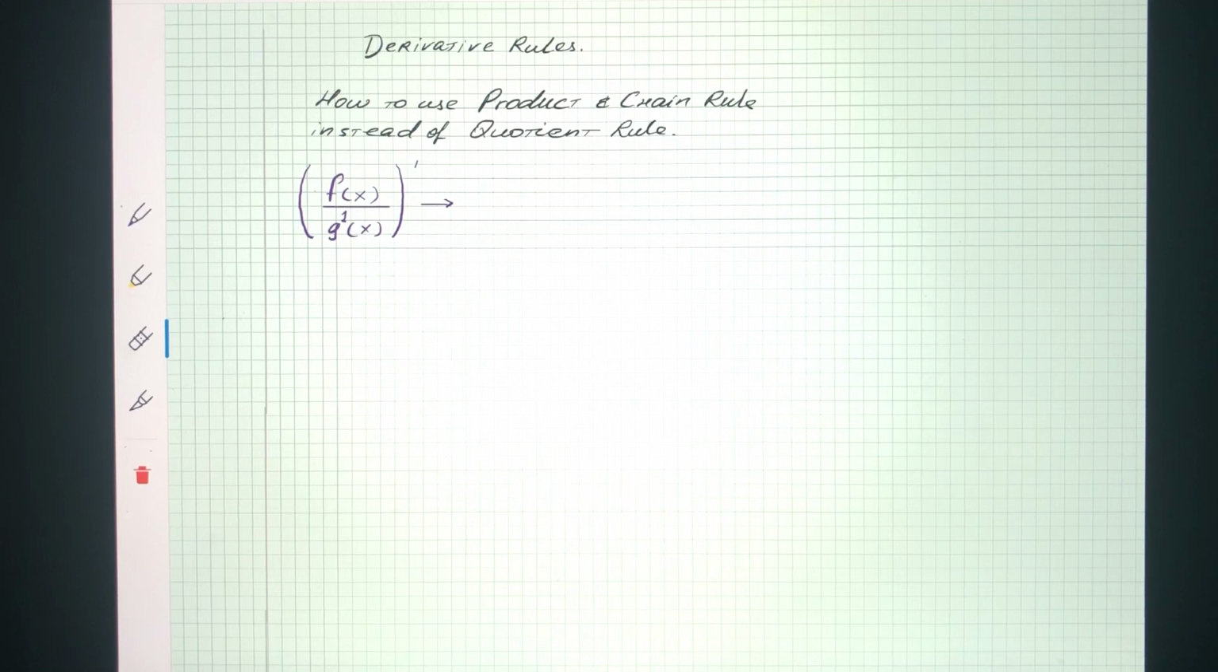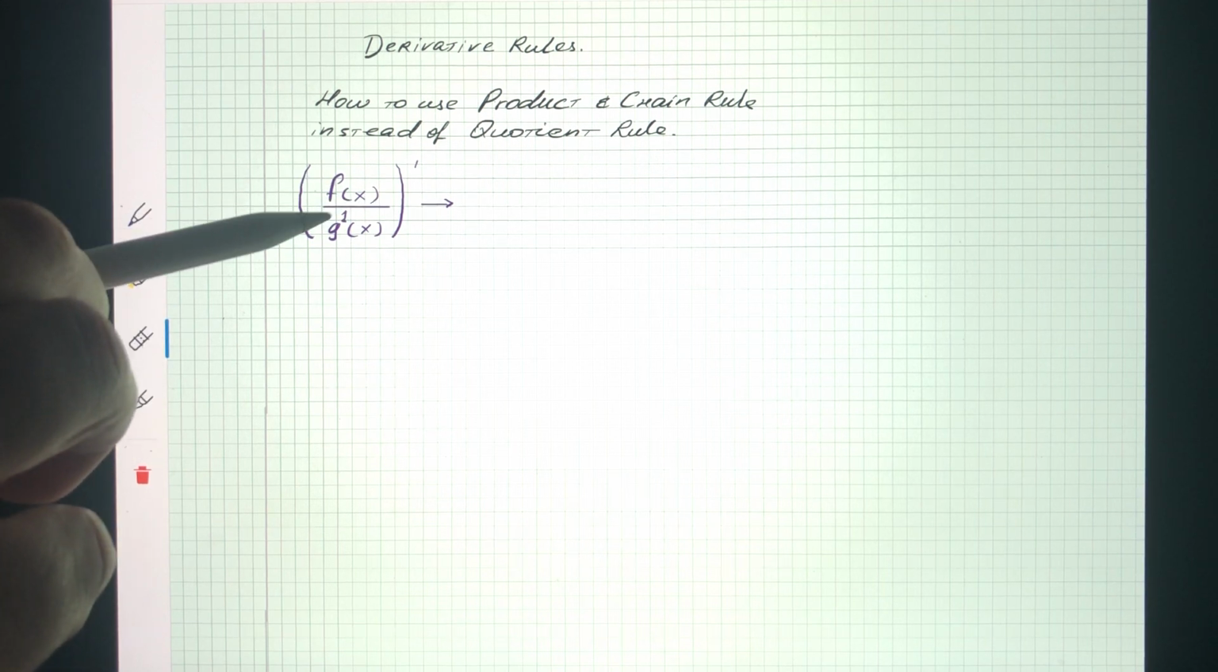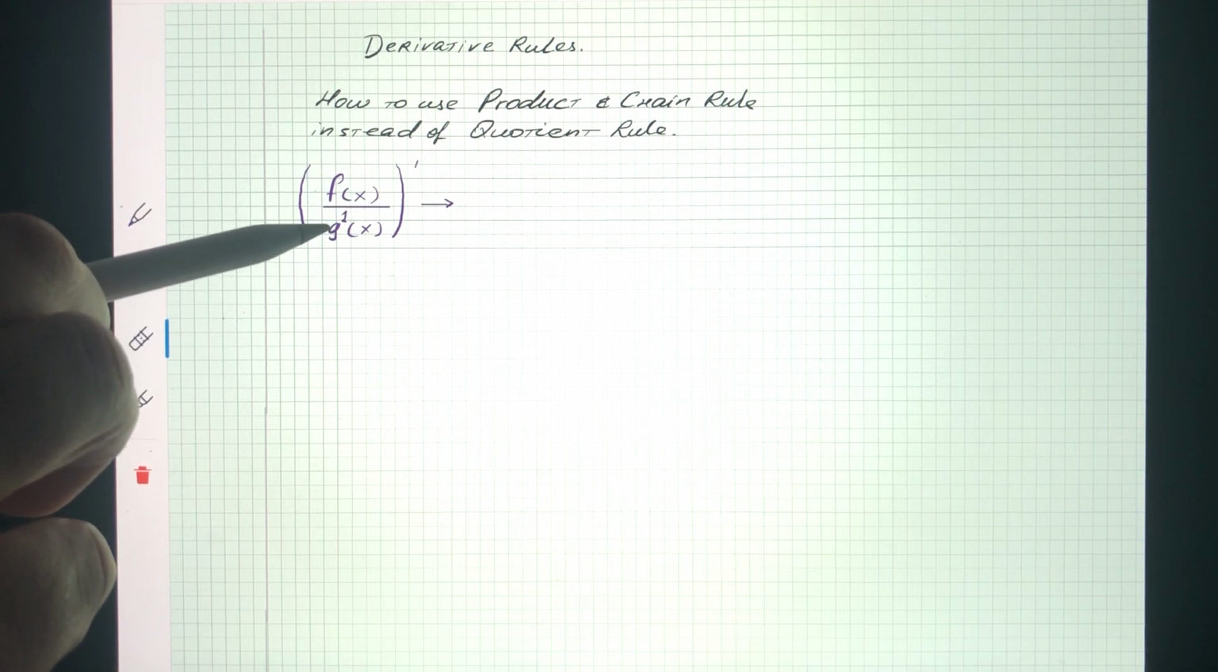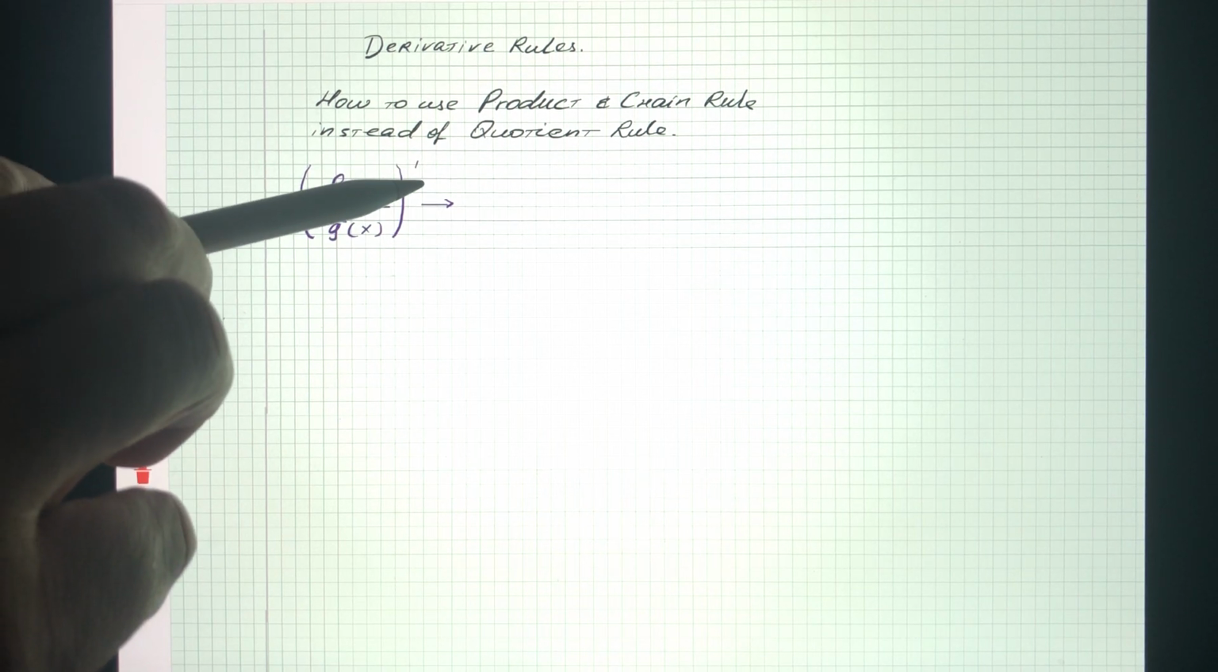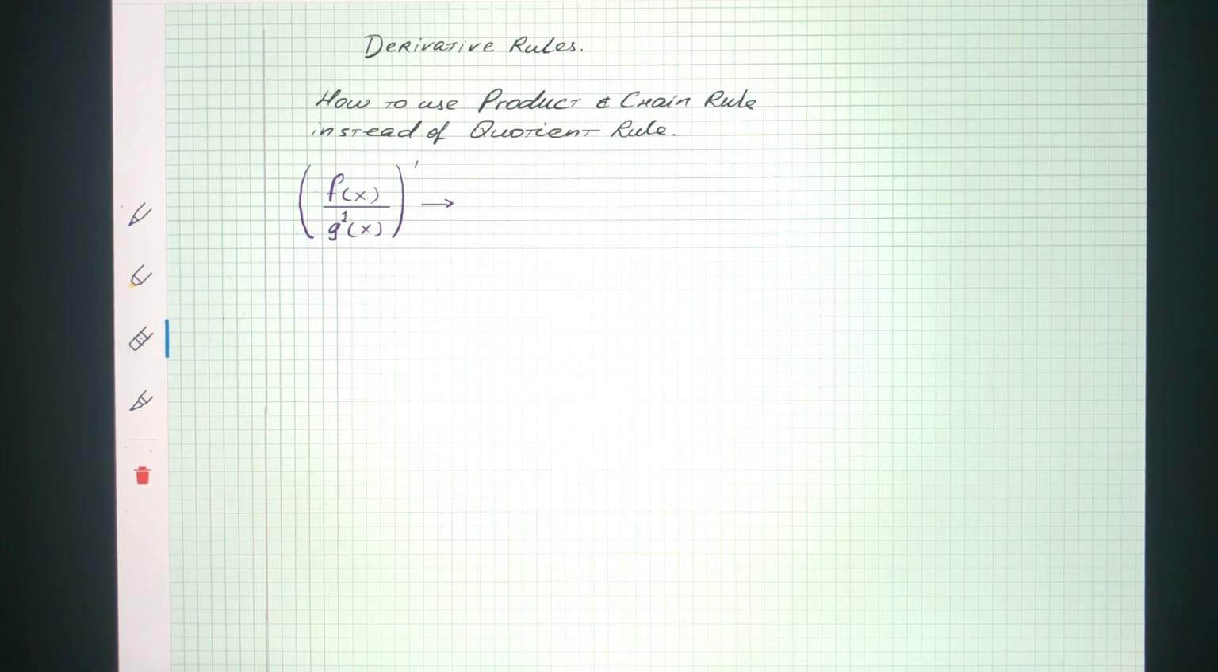Hello, in this video let's look at how to get the quotient rule using the product and chain rule. We have a quotient rule because we divide two functions. And right now the g function is to the first power. But if we want to write it as a multiplication, then the g function has to move up on the top. And when that happens, the power on the bottom changes the sign.